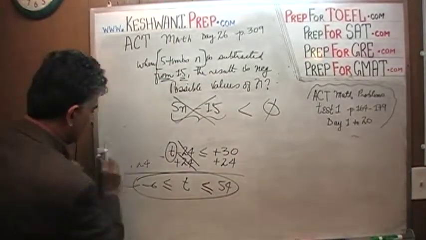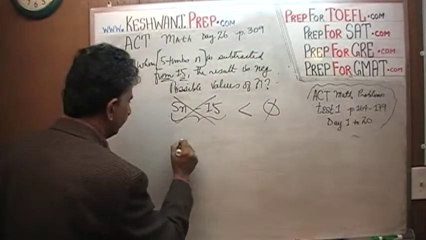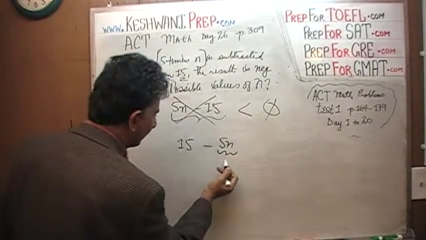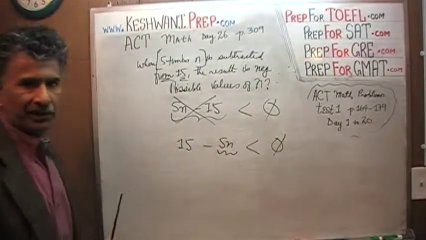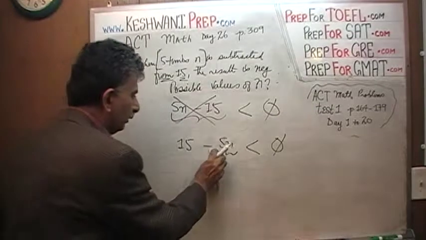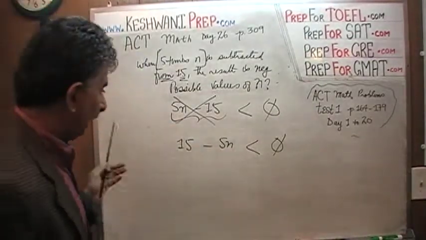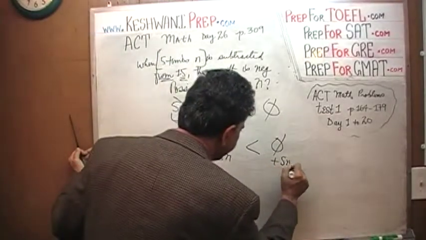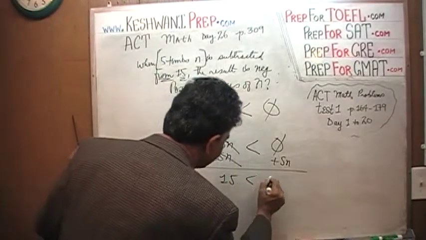What we are being told is this: 5n, this quantity here, is being subtracted from 15. And as a result, what we get is a negative quantity. Negative quantity simply means that this result is less than 0. That's all. We just have to solve for n. Very simple. How do we solve for n? Well, let's add 5n to both sides. This 5n is going to drop out. And that tells us that 15 is less than 5n.